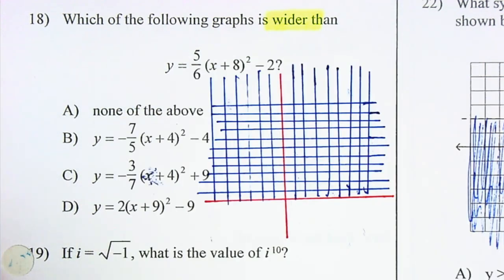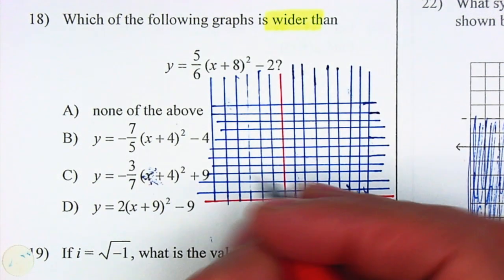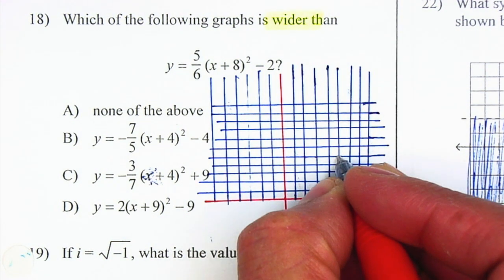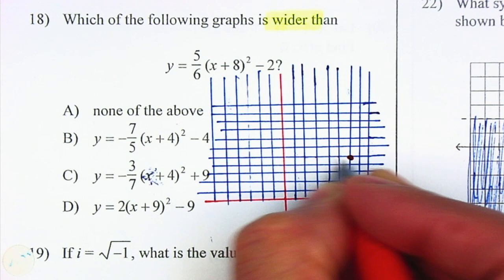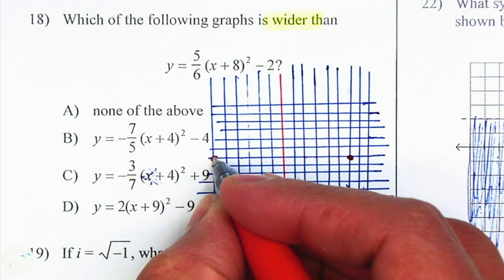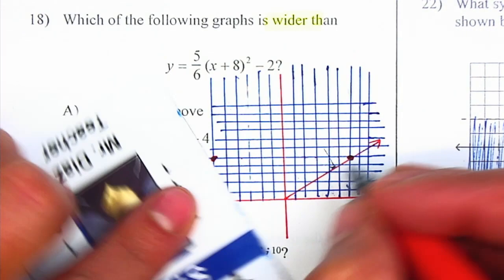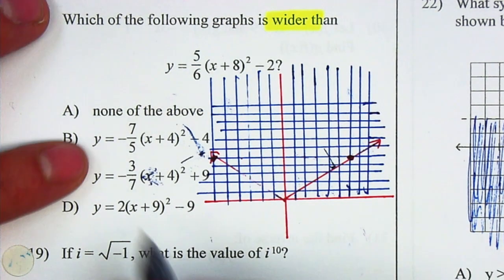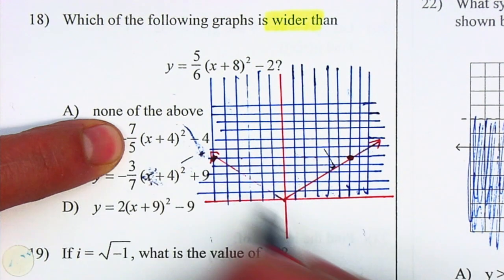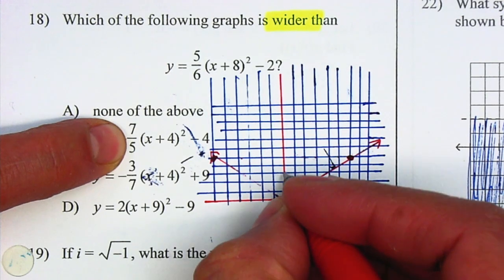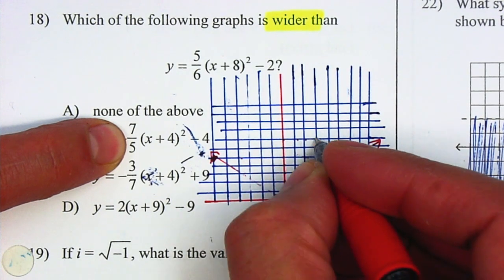We have 5/6. Remember, it's up, rise over run. So I'm going to do 1, 2, 3, 4, 5, and 1, 2, 3, 4, 5, 6. I'm going to do it on the opposite side. And I'm looking for one that is wider. So let's say this one is, even though it's negative, we're going to place it up and to the right so we can compare. Up 7 to the right 5. 1, 2, 3, 4, 5, 6, 7. 1, 2, 3, 4, 5.